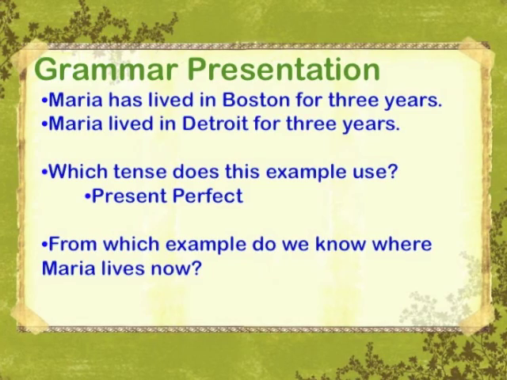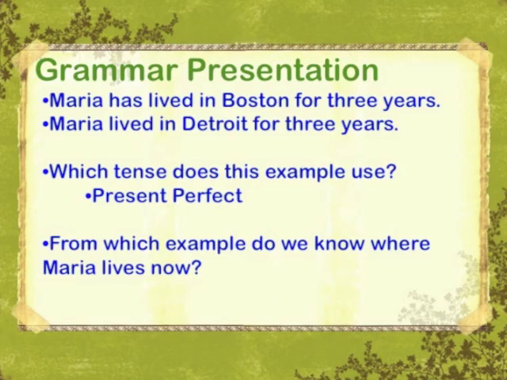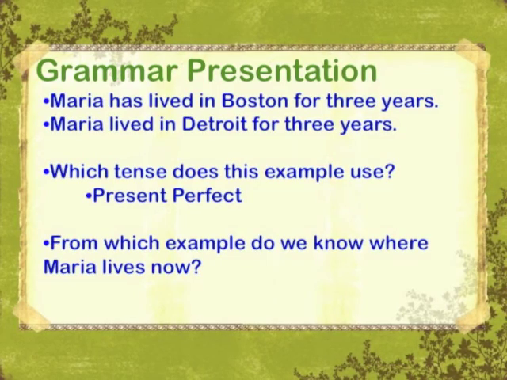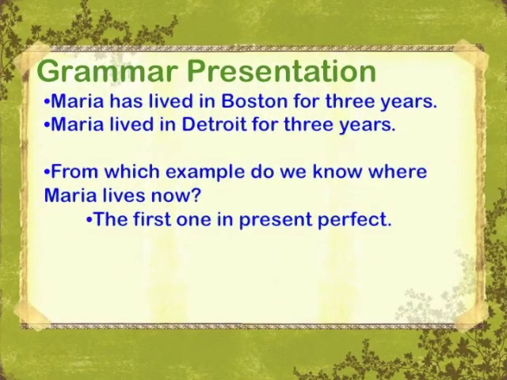So if you look at both of the sentences, which sentence explains where Maria lives right now? Go ahead and pause while you figure it out. The first sentence that's in the present perfect tells us where she lives. So right now, she's living in Boston, according to these sentences.